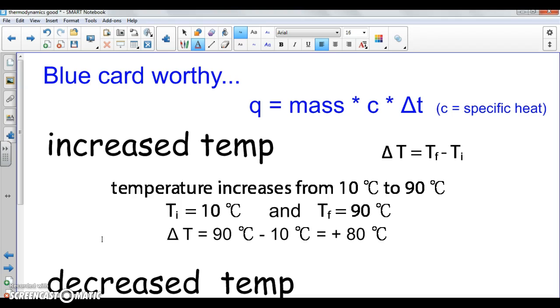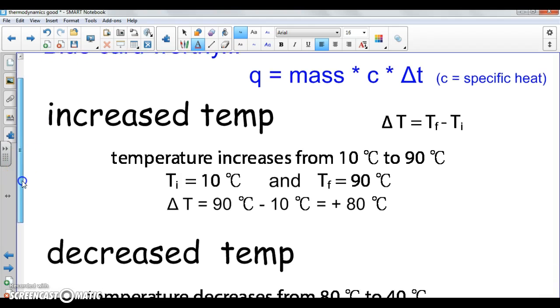Alright, some more things to add to the blue card. We have a new formula. The formula that involves specific heat is Q equals mass times c for specific heat times delta T. A couple things to notice. If temperature is increased in a specific heat problem, then look how the math comes out. Meaning, if temperature increases, for example, from 10 degrees Celsius to 90 degrees Celsius, then we say Ti, my beginning temperature, is 10, and my final temperature is 90. So delta T then would be 90 minus 10, which is a positive 80 value.